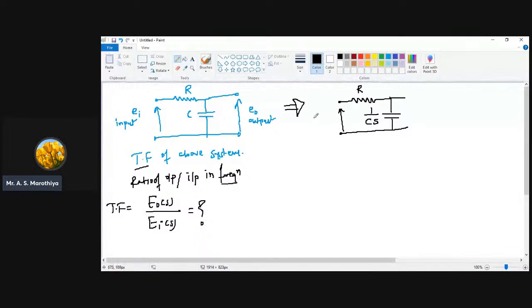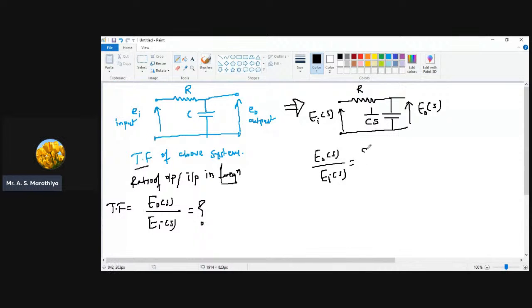And then this small ei of t is going to be equals to what? Capital EI of S. And here the small e naught of t is going to be equals to what? Capital E naught of S. And then it is very easy to find the ratio of E naught of S by EI of S. The thing is that you need to apply the voltage division formula over here directly. We can find the relationship between E naught of S and EI of S. That's it. So if you apply that logic, you can easily find out the expression for E naught of S by EI of S.